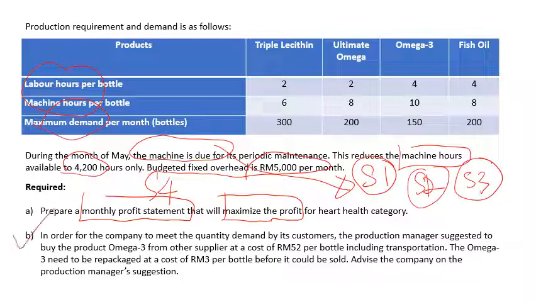And then requirement B, in order for the company to meet the quantity demand, the production manager suggests to buy omega-3 from a supplier that costs 52 ringgit per bottle. And then you also incur a repackaging cost of 3 ringgit per bottle. Advise the company on the production manager's suggestion. Should we proceed with the suggestion or not? If you can generate higher profit as compared to requirement A, then you should proceed with the suggestion.